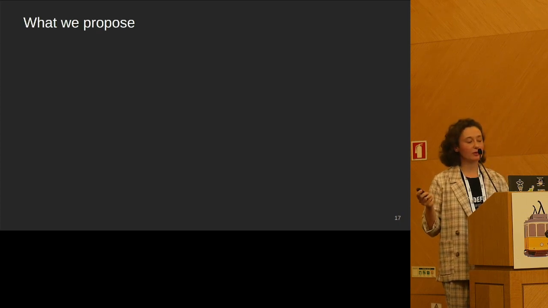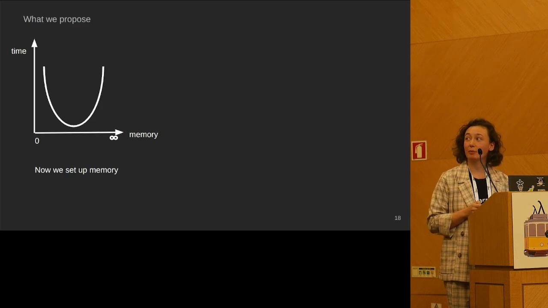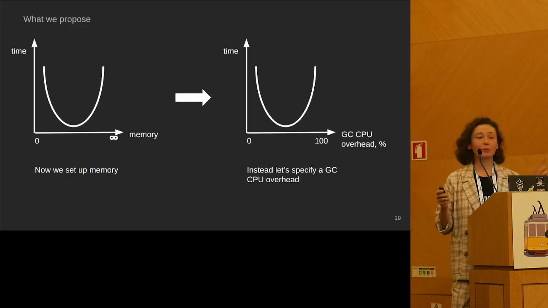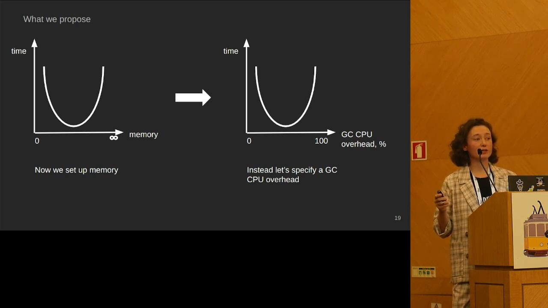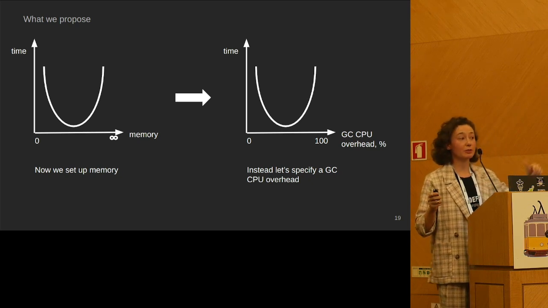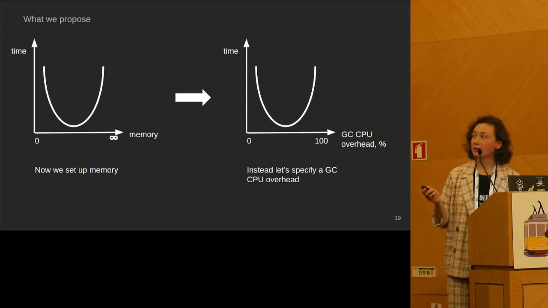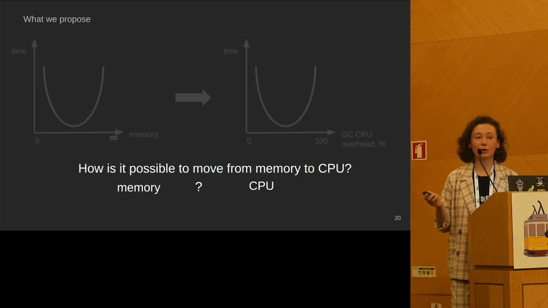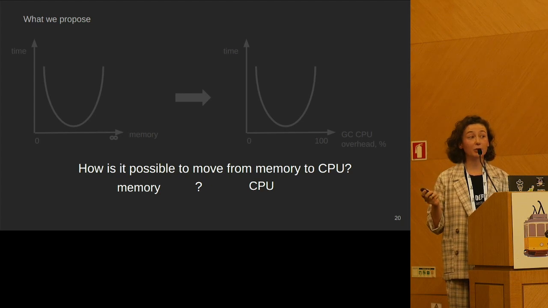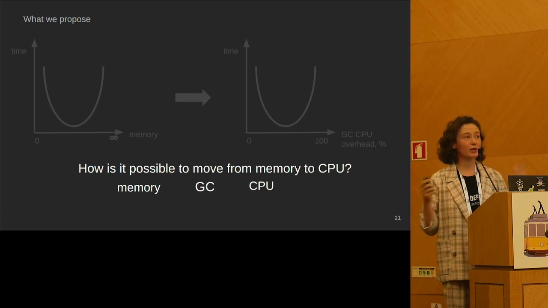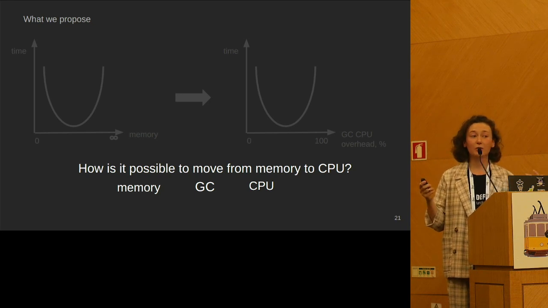We propose to go from setting up memory, how it is now, to setting up GC CPU overhead. So GC CPU overhead is pretty much the resources of your CPU that you're willing to spend on your garbage collection. Why is it even possible to go from memory to CPU? Well, there is a link between the two, and this link is GC. So let me try to give you an intuition behind it with this simple infographic.